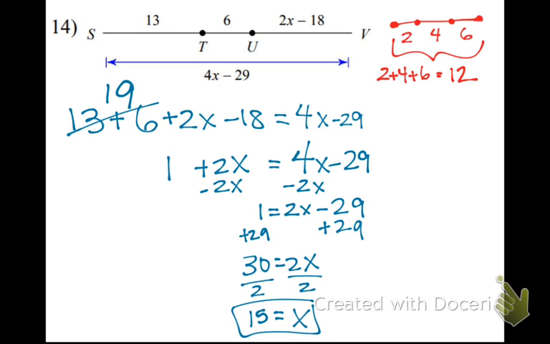If it asks you to find the measure of a line segment, so like UV, what's the measure of UV right now? 2x minus 18. So if I know what x is, how can I figure out what the measure of UV is? Plug it in, plug it in.